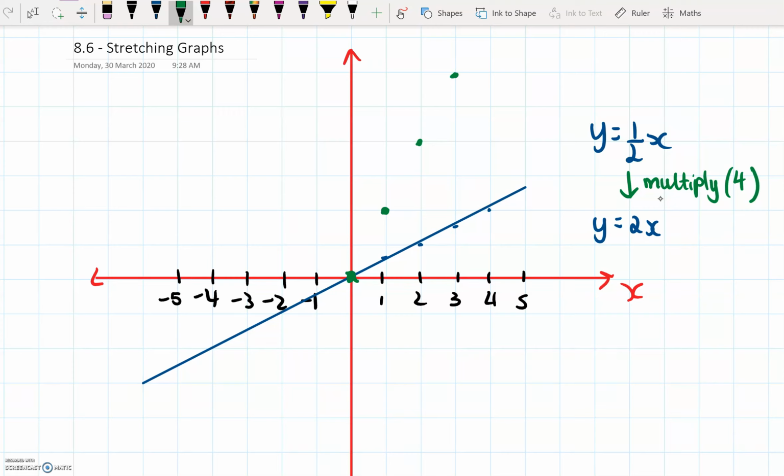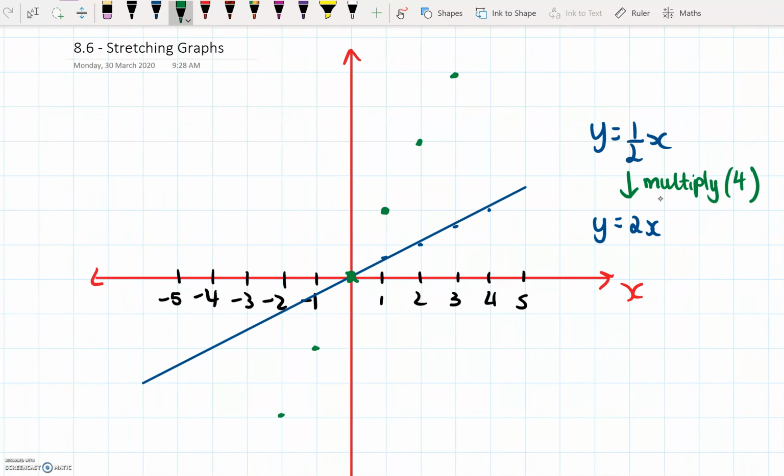Now let's look at the negatives. Some people think when you multiply, you always make it bigger. But if we multiply minus a half by 4, we get minus 2. At this point, our y was minus 1, so minus 1 times 4 is minus 4. Oops.